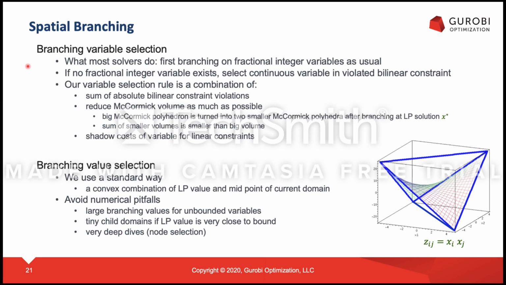And now let's talk a little bit about branching. So we have three non-convexities: integrality, special ordered set, and bilinear constraints. The first thing we do is we branch on fractional integer variables until there are no more, and only then we start looking at bilinear constraints. And there are two aspects that you need to consider. One is which variable you pick for branching, and the other is what is a good branching value. So let's talk about the first one.